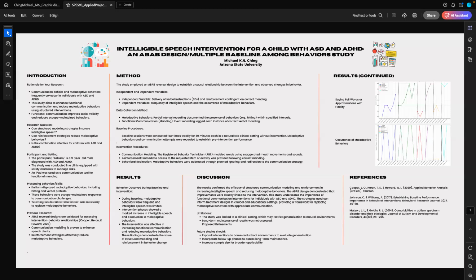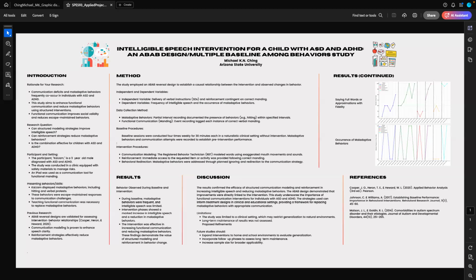By replacing escape maintaining behaviors with functional communication, KalJam could express his needs effectively, which over time reduced his frustration. This study highlights the importance of functional communication interventions in clinical and educational settings. However, there are limitations to consider, which include the study being confined to a clinical setting, so we cannot test generalization to natural environments like the home, school, or community. And long-term maintenance of these results is, as of right now, untested.